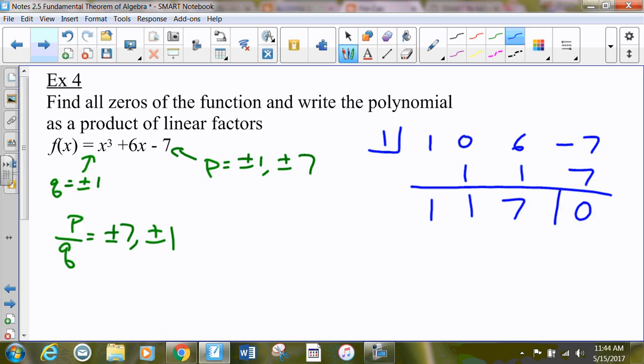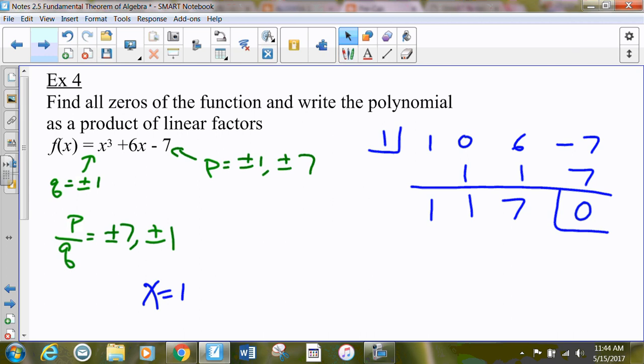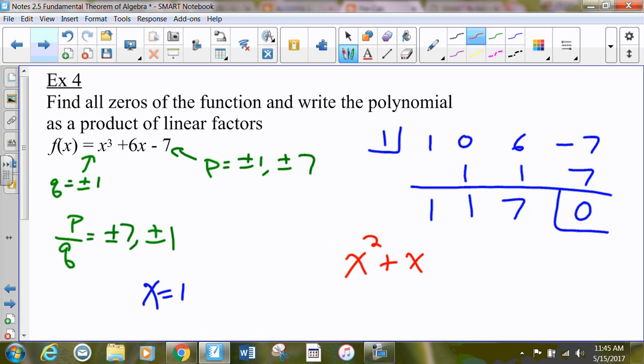We know that when we get 0 in the remainder spot, we have a factor. So we know one of our factors is x minus 1. So we're going to go ahead and write that down here. X equals 1 is a factor. And then we know that the 1, 1, means that we're left with, let's do it in red, x squared plus x plus 7. So that means when we divide x cubed plus 6x minus 7 by x minus 1, this is what we get.